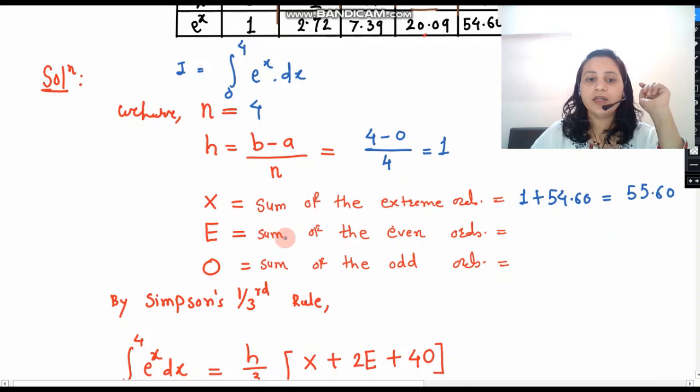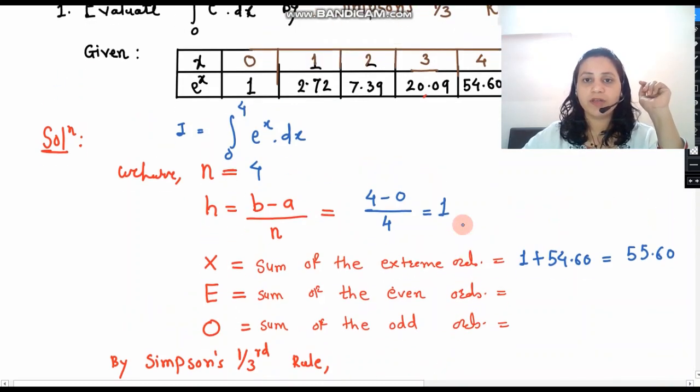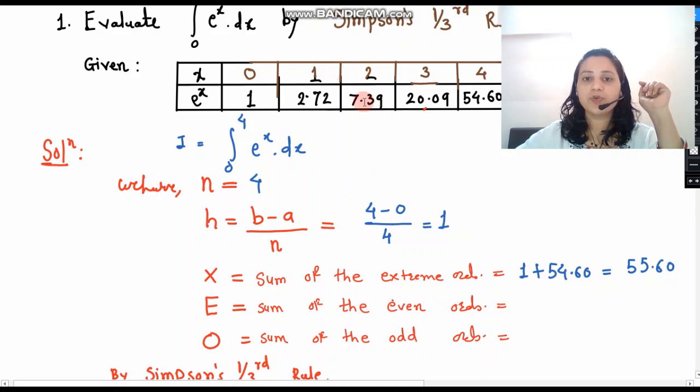Now the value of e is nothing but the sum of even ordinates. So what are even ordinates? Even, that means 2. The corresponding value of e raised to x is 7.39, right? Because 4 is already taken as an extreme ordinate. Here the even ordinate is only 2, so the corresponding value is 7.39.